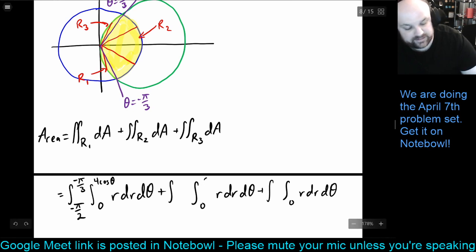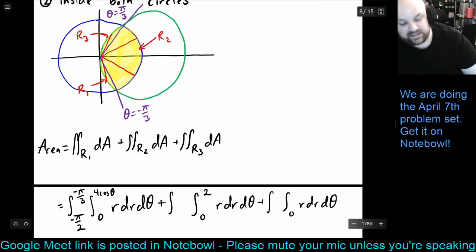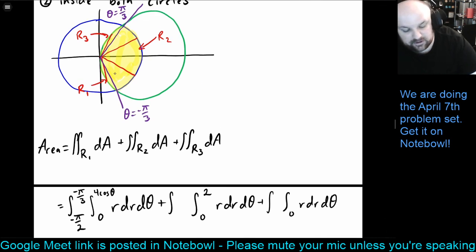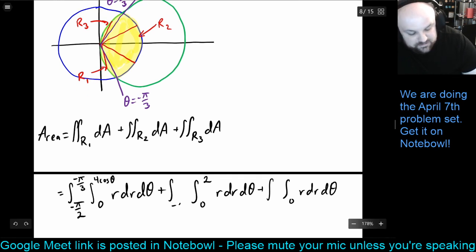Blue circle is radius 2, so r goes from 0 to 2 there. And here, this is the part of the circle between these two purple rays, between these two theta values. So this one's minus pi over 3 to pi over 3. Right?